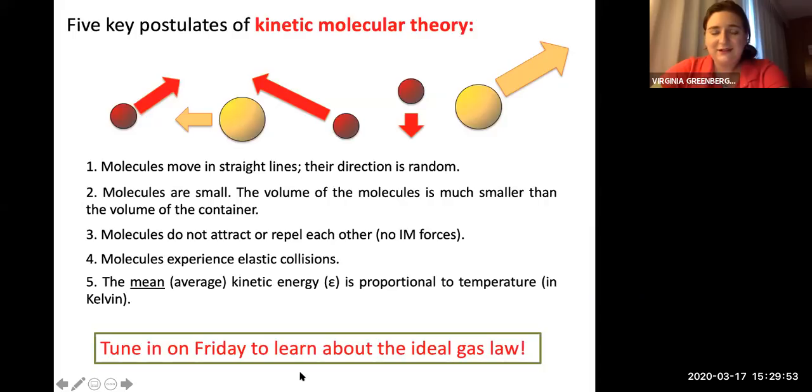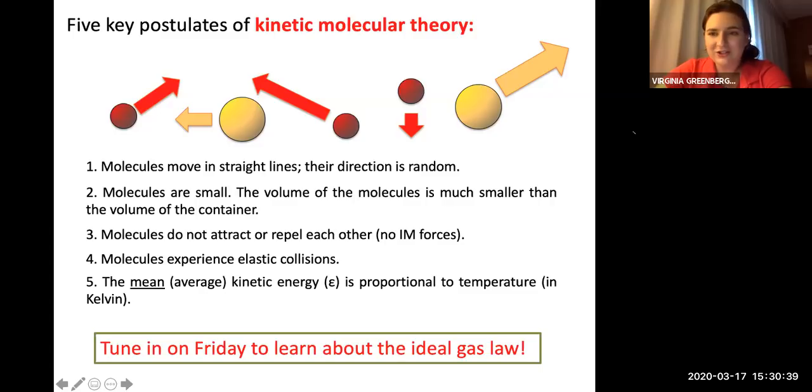Okay, so with that said, here we have our 5 postulates of KMT. So just to review quickly, we know gases move in straight random lines. They're really small compared to the container. They don't attract or repel each other. They're moving so fast that they don't even notice whether they attract or repel. And when they do collide, they keep the same amount of total energy between them, though their speed and direction may change. And then we've really tried to emphasize that temperature is a direct measure of kinetic energy. And if one goes up by some amount, the other will go up by that same factor.